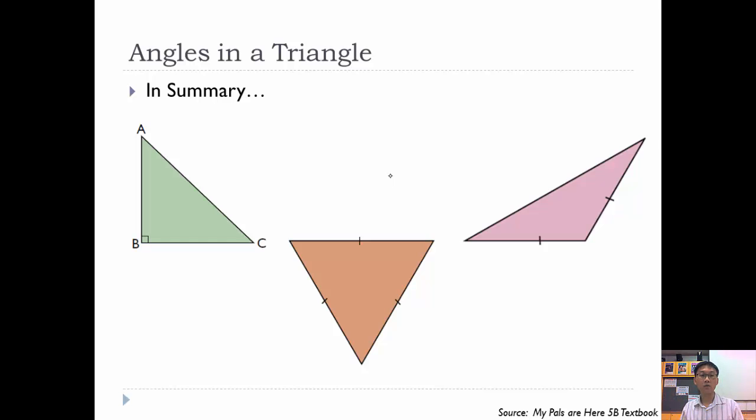So in summary, what have we learned? We've learned that a right-angled triangle has a 90 degree angle here. And because of that, the other two angles are also 90 degrees. An isosceles triangle has two sides of the same length, because the two angles that touch the two sides are equal. An equilateral triangle has all three sides equal and all three angles equal, which means all three angles will give you 60 degrees. These are some of the properties that you need to learn, and because of these properties, they will help you to solve and find unknown angles.